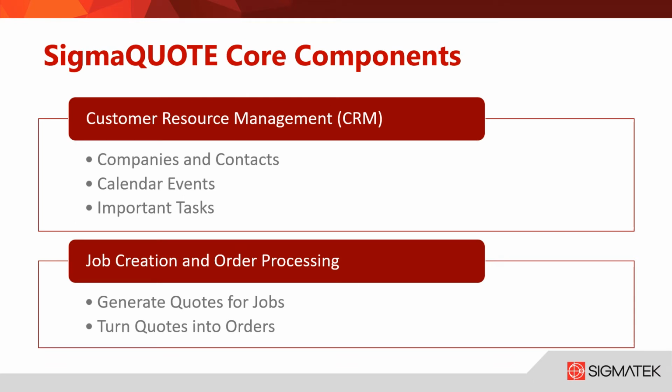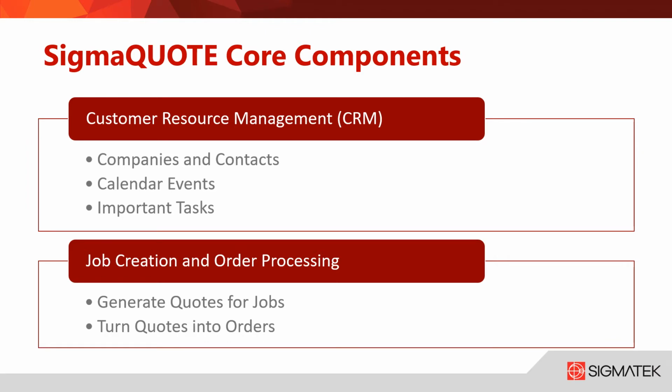With the new user interface, the features of Legacy Quote have been divided into two menus: Customer Resource Management and Job Creation. We have also added new features to each component to improve your ability to work within SigmaQUOTE. The first component is Customer Resource Management, which I will shorten to CRM. It allows you to manage vital business information, including companies, contacts, and events. The other component is Job Creation. This component creates quotes for services and creates work orders when a customer accepts a bid.